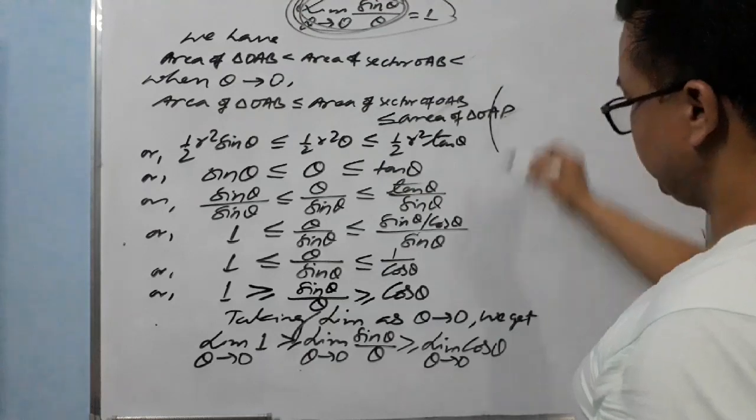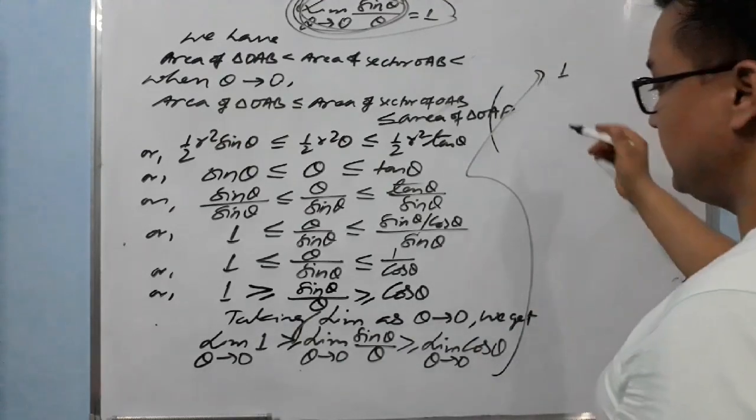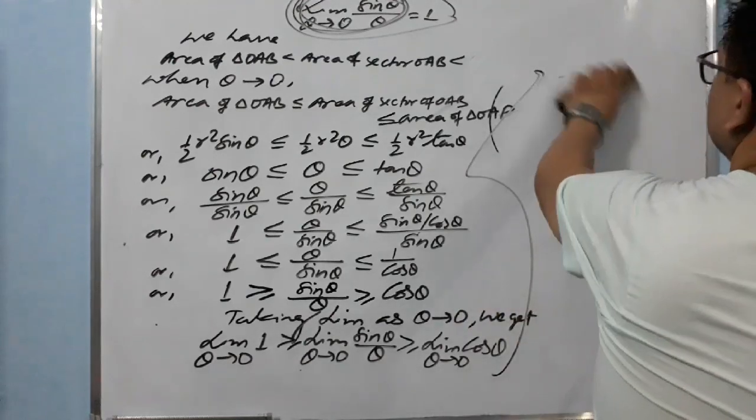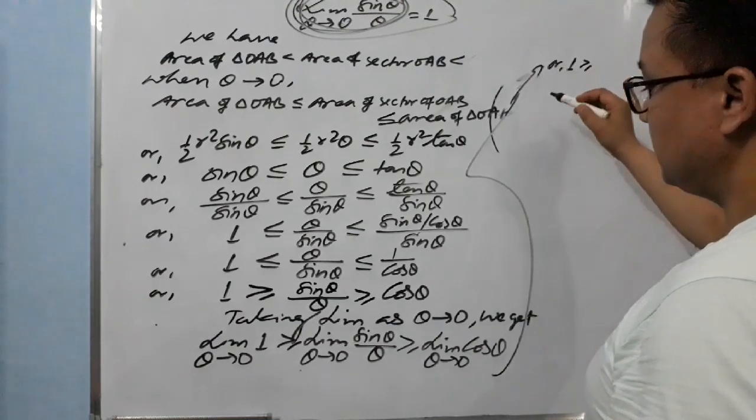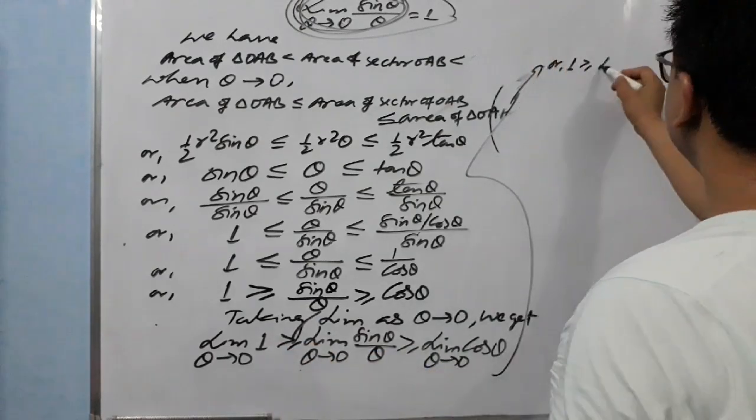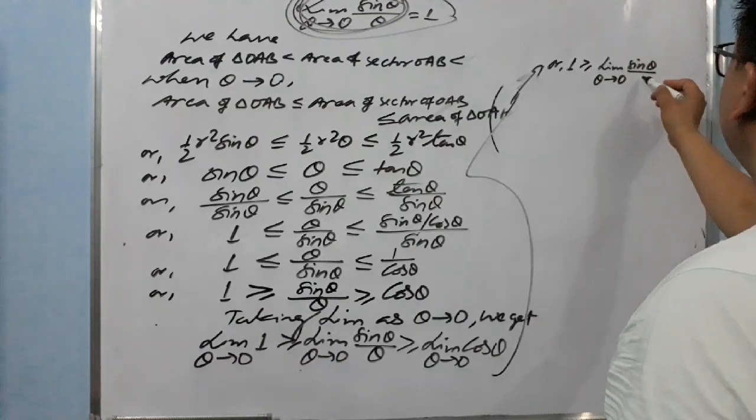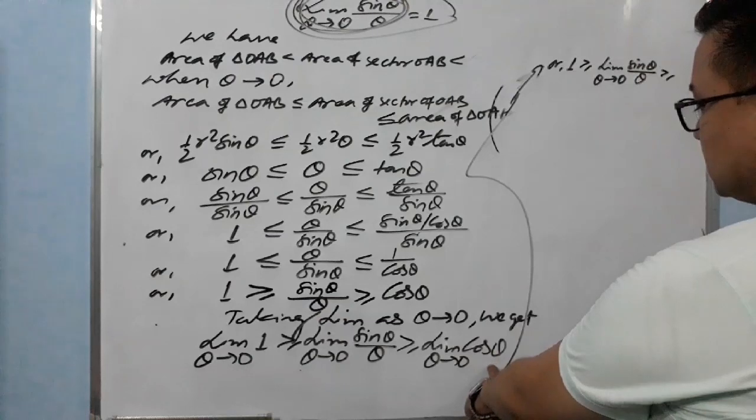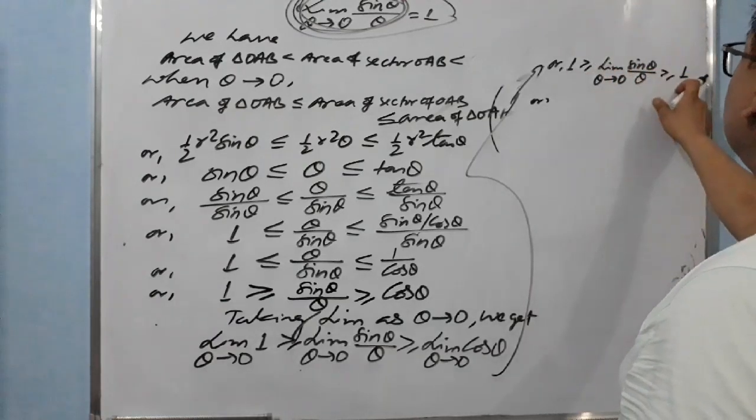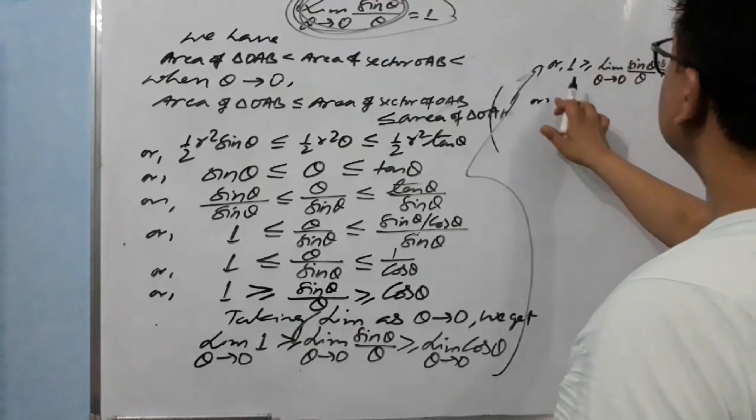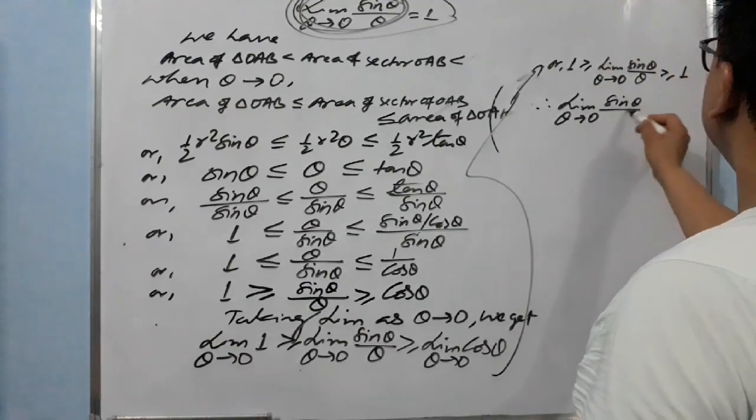After this I'm writing here: the limit of 1 is 1, the limit of a constant as theta tends to 0 being 1, constant, greater than or equal to the limiting value of sin theta upon theta, greater than or equal to, as we have already proved, the limit of cos theta when theta tends to 0, which is 1. So here you can see 1 is greater than or equal to this, which is greater than or equal to 1, and therefore the limit as theta tends to 0 of sin theta upon theta is equal to 1.